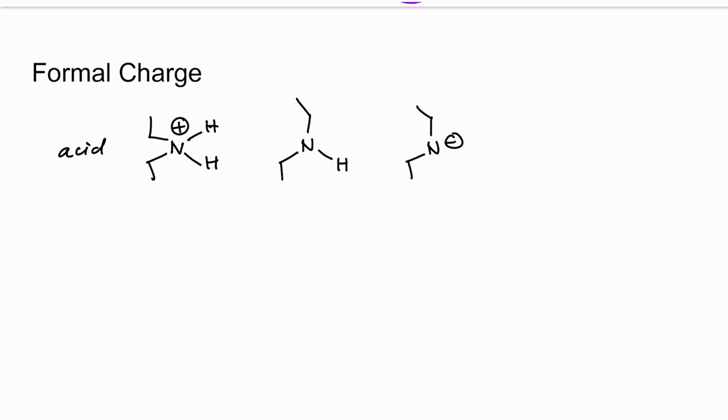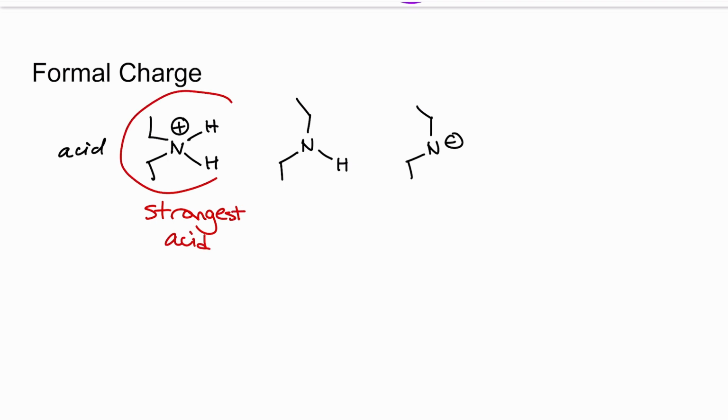Alright, now for formal charge. Formal charge is one of the biggest determining factors of acid-base reactivity. Let's say we have this acid. Our question is, does a positive or negative formal charge give us a stronger acid? And we're going to see that the positive formal charge gives us the strongest acid.